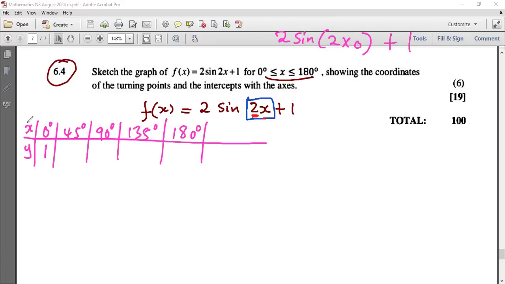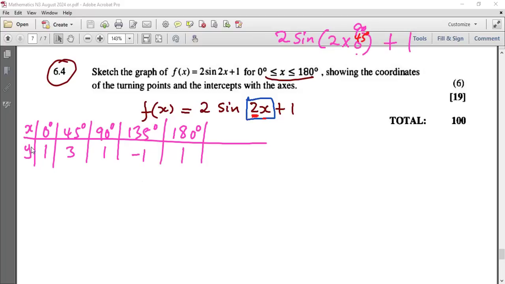You move on. When it is 45, put 45 degrees here in place of that 0. Remove, put 45. So you're going to get a 3. If you substitute that, it was going to give you a 3. For 90 degrees, you put 90 degrees here. It was going to give you a 1, a -1, and a 1. This is what you're going to have.